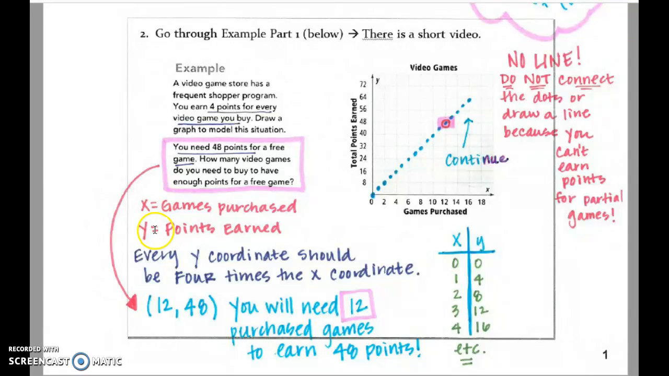Go back to the question though, you need 48 points for a free game. How many video games do you need to buy to have enough points for that free game? Well, I need to look for the 48 right here. Go across the y-axis on the 48, drop down, 12 games purchased. So you will need to purchase 12 games in order to earn 48 points.